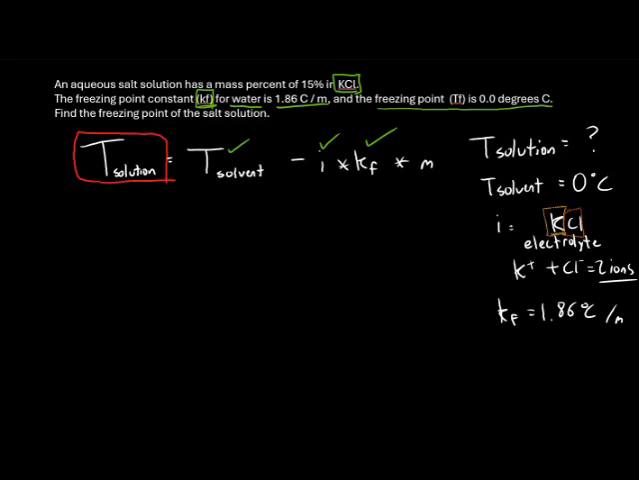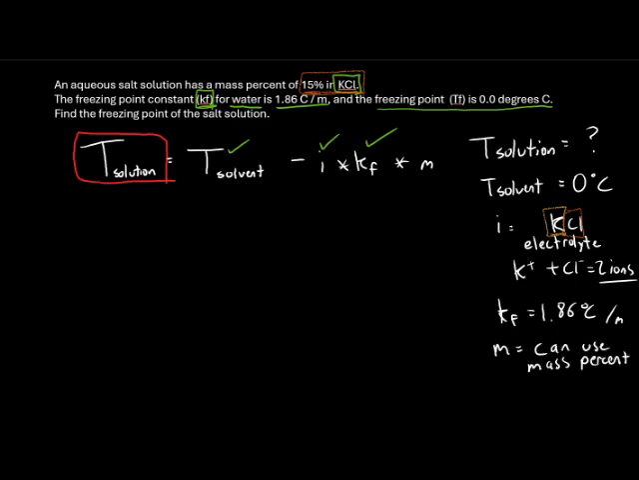Now the last letter we haven't talked about is the molality. You may notice in the question we do not have molality, but we do have a piece of information that may help us get to molality. We're given that the mass percent is 15%, so I'll indicate that we do not know molality, but we can use the mass percent to get there. Our plan will be to change that mass percent to molality. I'll circle the molality, put a question mark next to it to show that there's a way for us to get it, but we don't know it yet. Once we get the molality, we'll be able to find the freezing temperature of our solution.